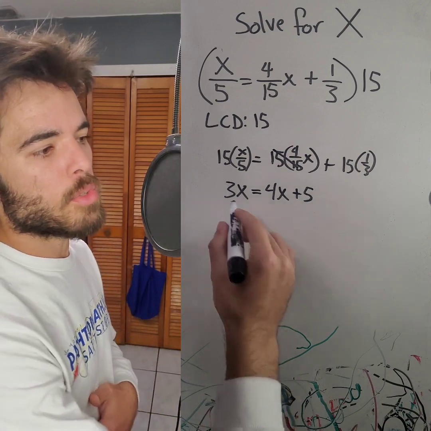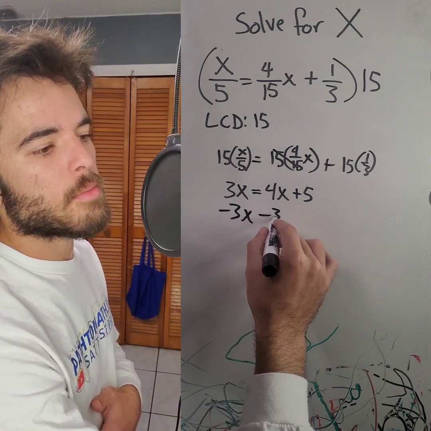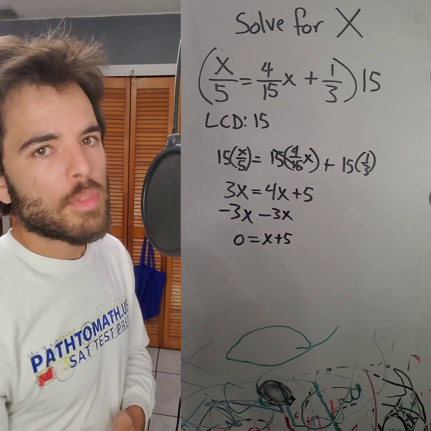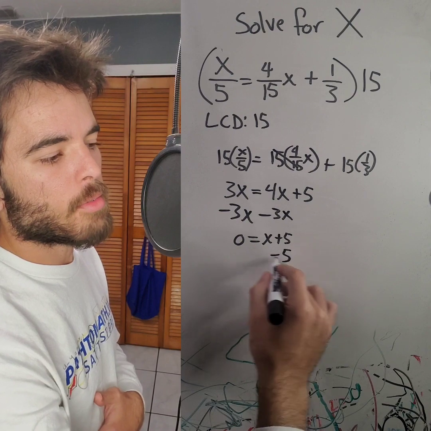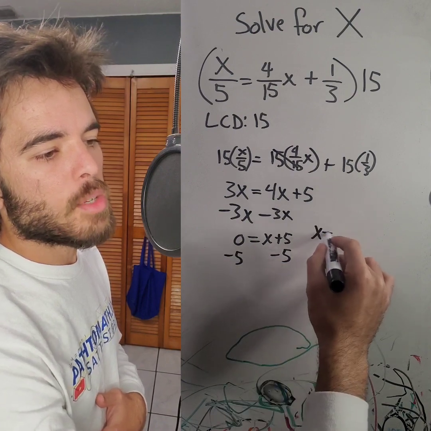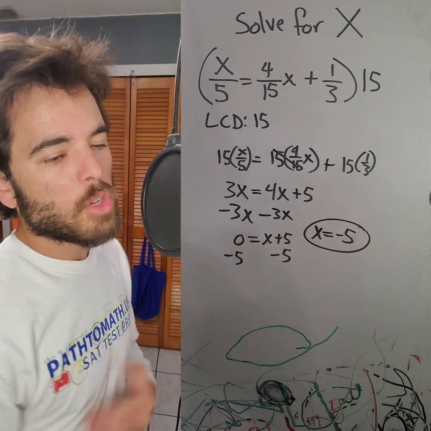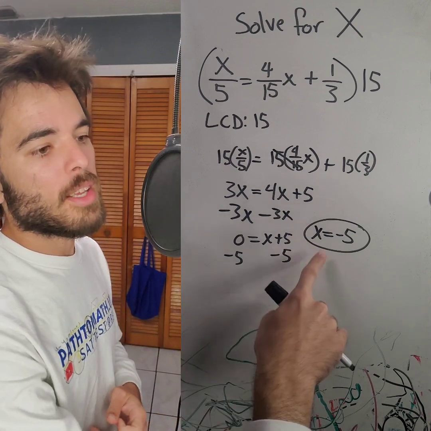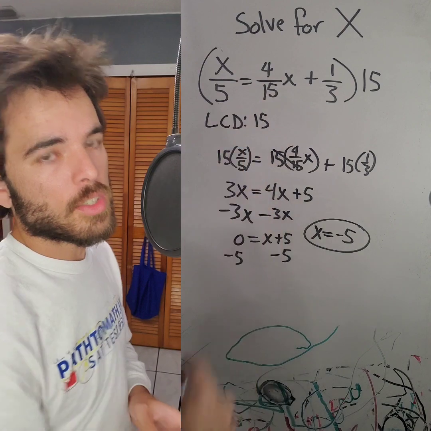Let's combine like terms. Subtract 3x from both sides. We get 0 equals x plus 5. I want to move that 5 over, so I have to subtract 5 on both sides. We get x equals -5. But we have to check our work to make sure that we didn't make any mistakes. We check our work by plugging in -5 into the original equation.